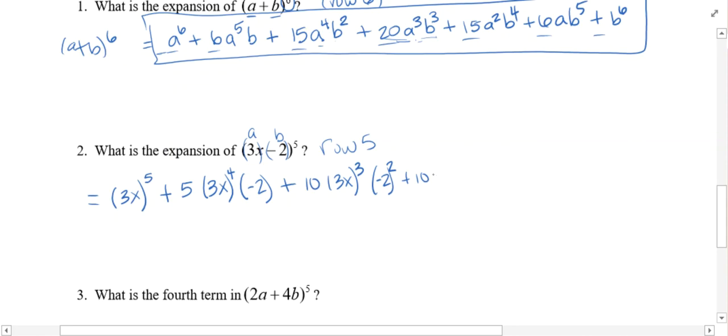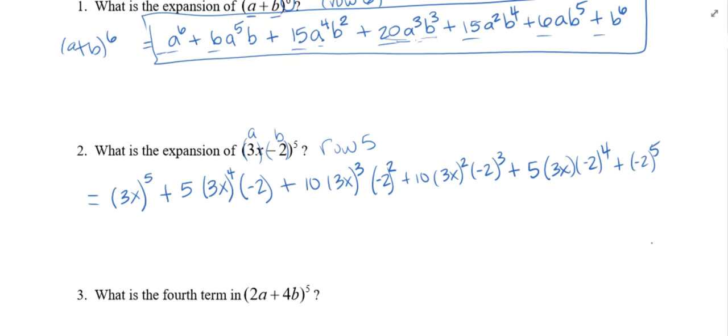Okay, plus 10, 3x squared, negative 2 to the 3rd, plus 5 is the coefficient. We have 3x, negative 2 to the 4th. My coefficient in the last one in that row is 1. 3x to the 0, so that's gone, and then negative 2 to the 5th. Okay, so that's the expansion.